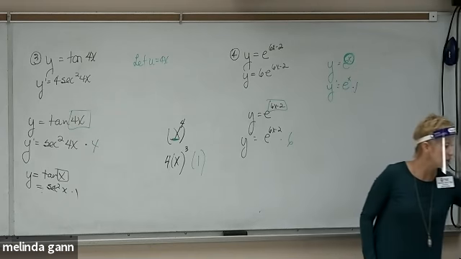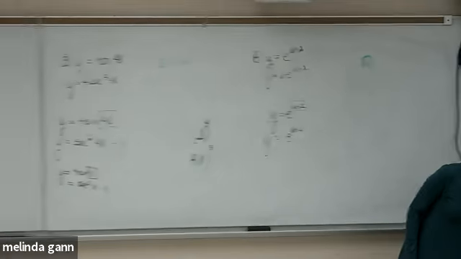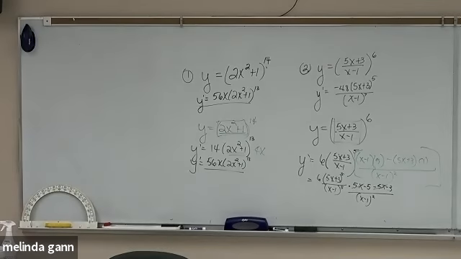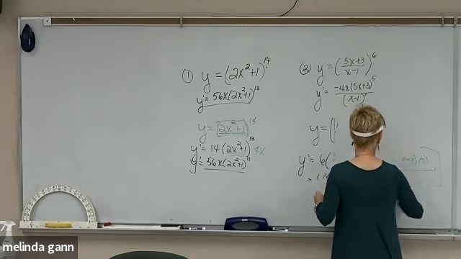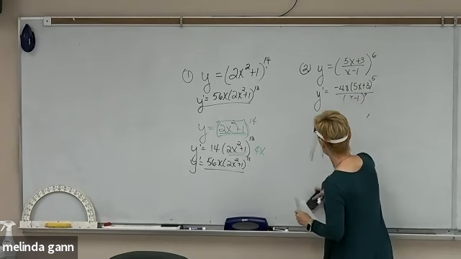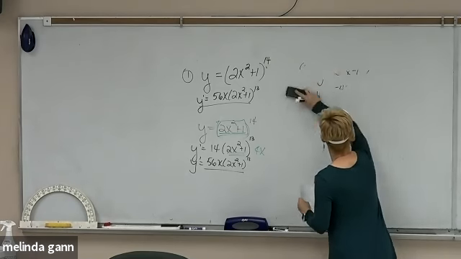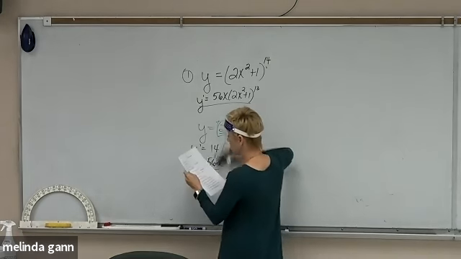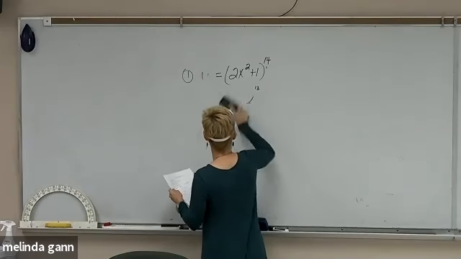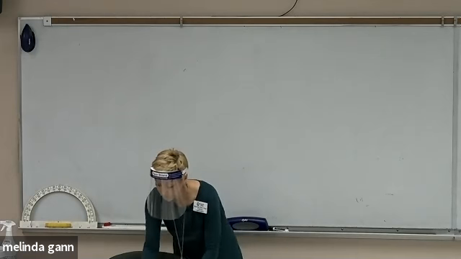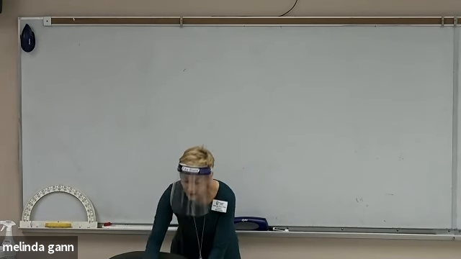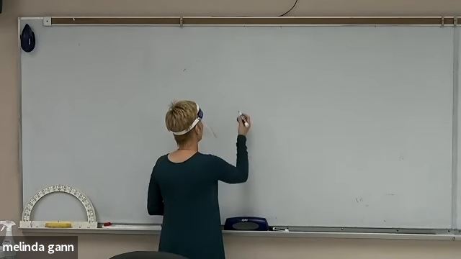Now, I do want to make sure we're clear about something. Let's kind of go back over here. Now, do you see that number 5 is just your quotient rule and number 6 is just your product rule? Is everybody clear with that? Now, let's make sure we understand the difference between rule number 4 on your sheet and rule number 7. These are not the same thing.